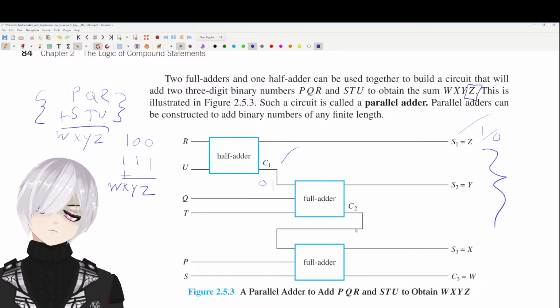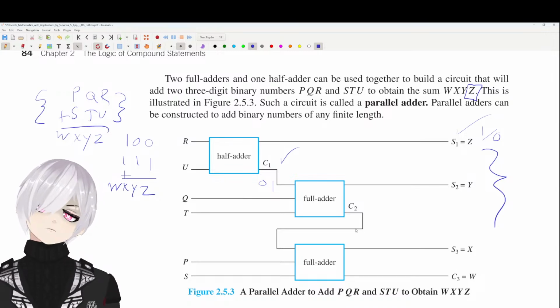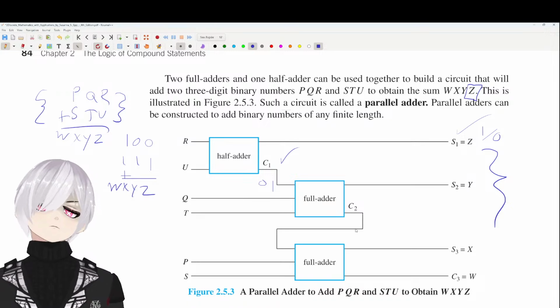If R plus U is C1Z and the C1 is 1, well, we can't have two digits in one spot, so we've got to carry the 1, meaning we put the 1 above the Q and the T. Then we'll do 1 plus Q plus T, which is C1 plus Q plus T. So in the second column, we're going to be doing C1 plus Q plus T. We put all of those into a full adder to figure out what the sum would be.